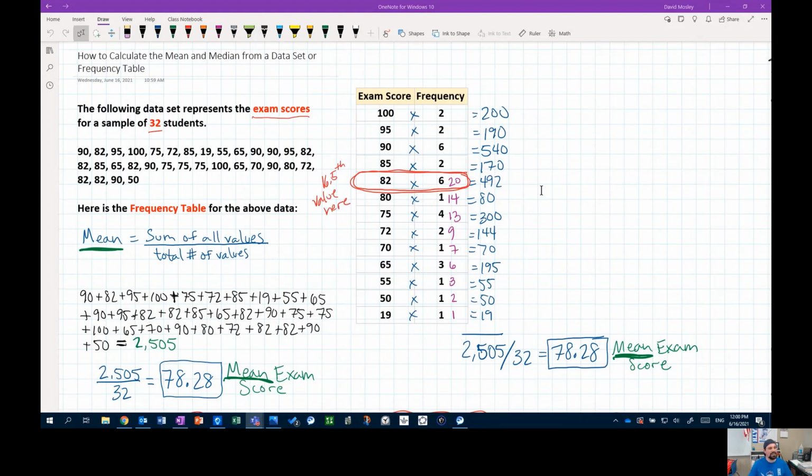And I can find that same information using the frequency table. So there are a few different ways to find the median. I've shown 3 of them, and we have two different ways of finding the mean.